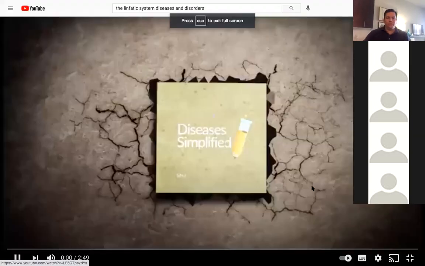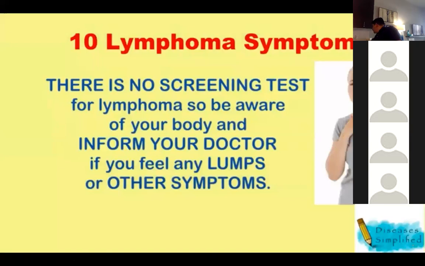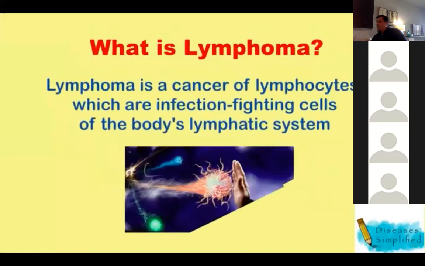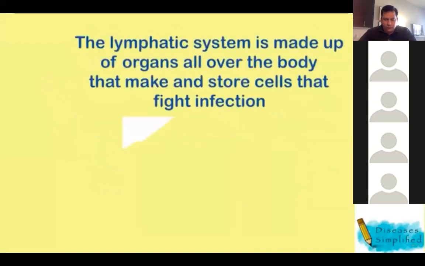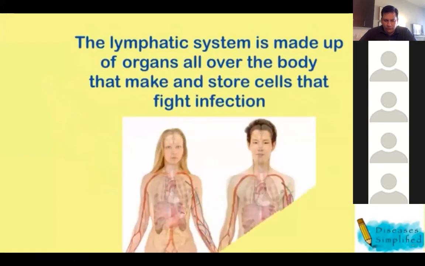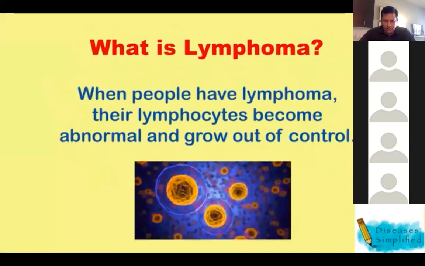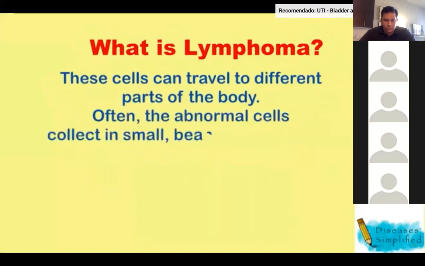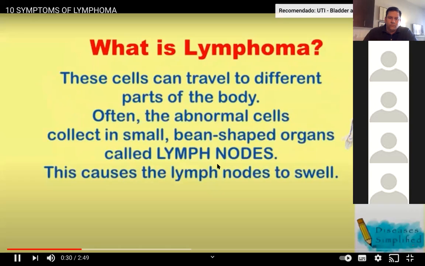There is no screening test for lymphomas, so be aware of your body and inform your doctor if you feel any lumps or other symptoms. Lymphoma is a cancer of lymphocytes, which are infection-fighting cells of the body's lymphatic system. The lymphatic system is made up of organs all over the body that make and store cells that fight infection. When people have lymphoma, their lymphocytes become abnormal and grow out of control. These cells can travel to different parts of the body. Often, the abnormal cells collect in small, bean-shaped organs called lymph nodes.